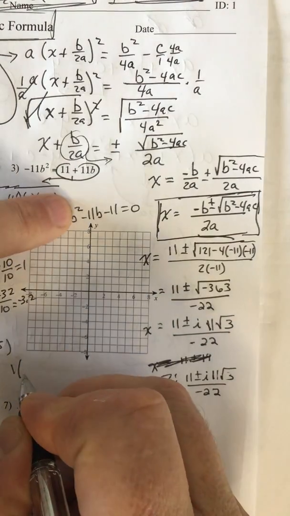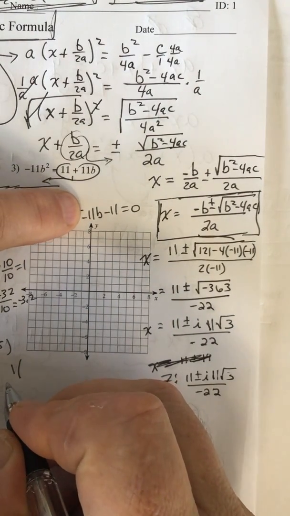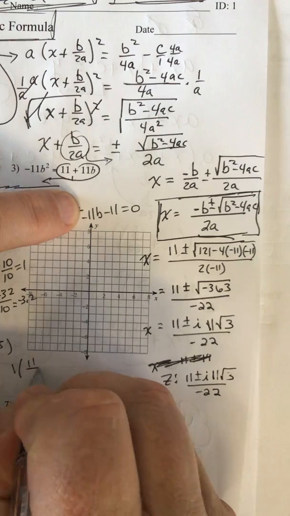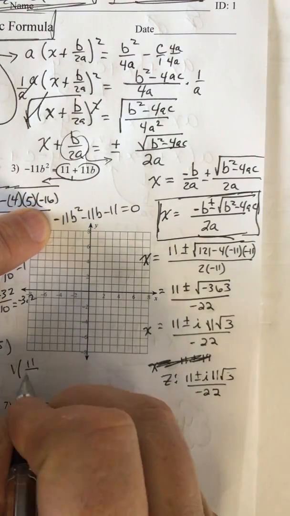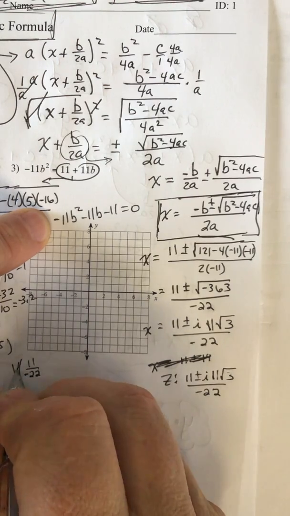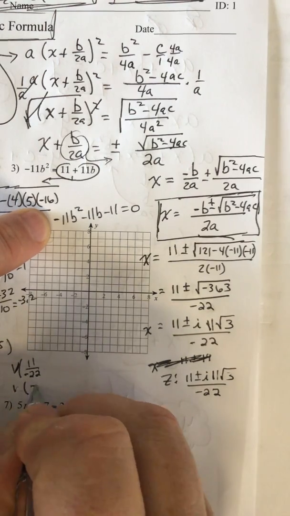Okay, the next thing I want to do is get the vertex. Okay, the vertex is negative b over 2a, so it's going to be negative 11 over 2a. So 2 times negative 11 will be negative 22. So the vertex is at negative 1/2.